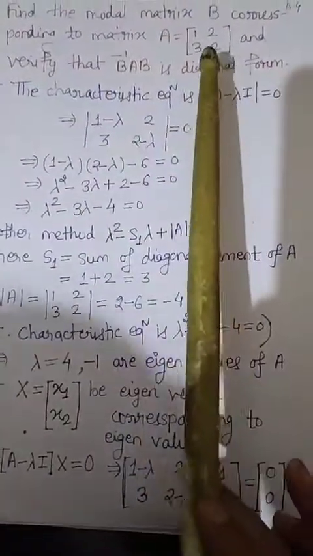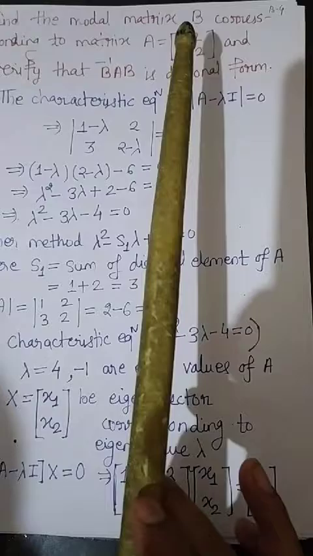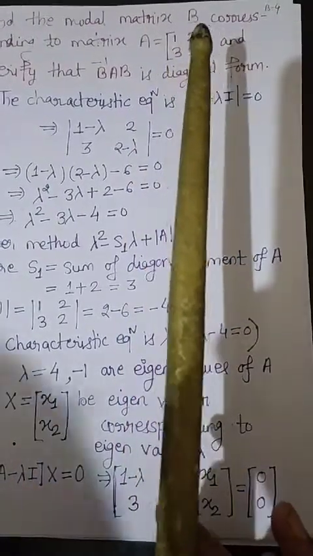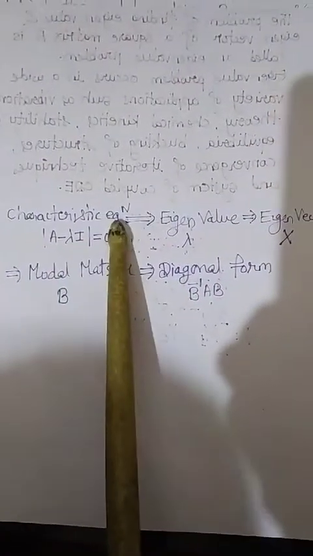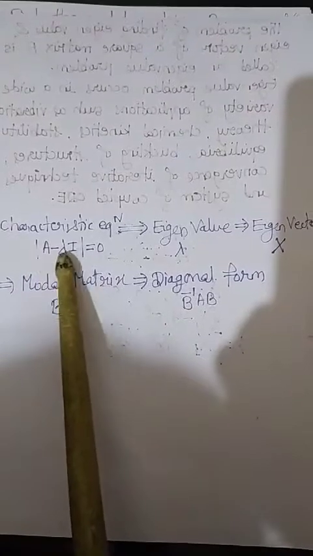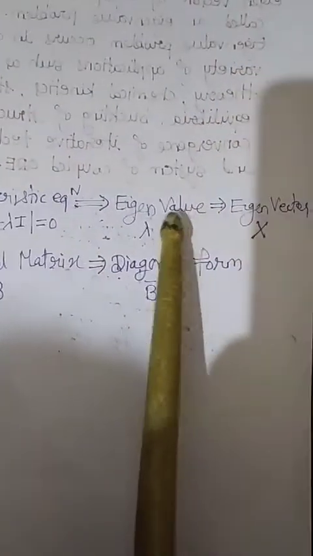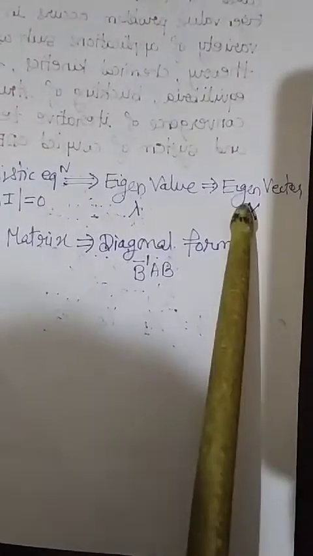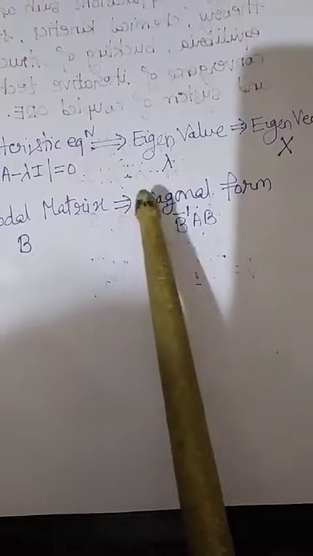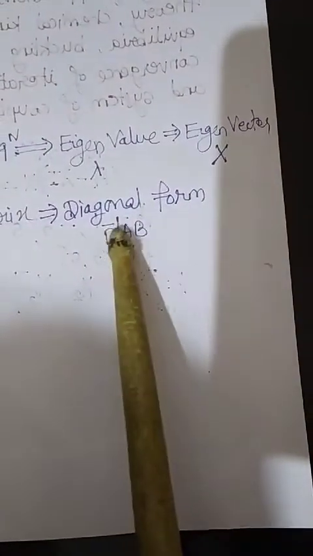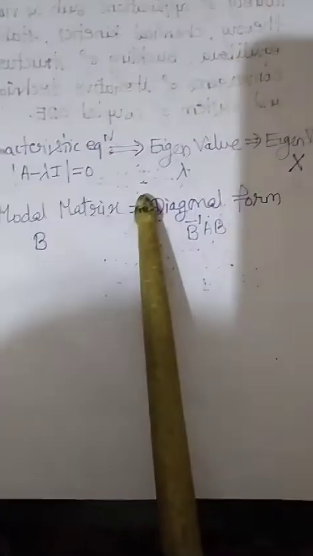Before solving this example, let me tell you the procedure to solve any example, the flow of the calculation. First we write the characteristic equation, given by determinant of A minus lambda I equal to 0. Then the solution of the characteristic equation gives the eigenvalues, which are the values of lambda. Then from eigenvalues we find eigenvectors. After getting eigenvectors, we can easily write the modal matrix, which is B. And then from the modal matrix we get the diagonal form of the given matrix, which is B inverse AB. So this should be the flow of the calculation, right?